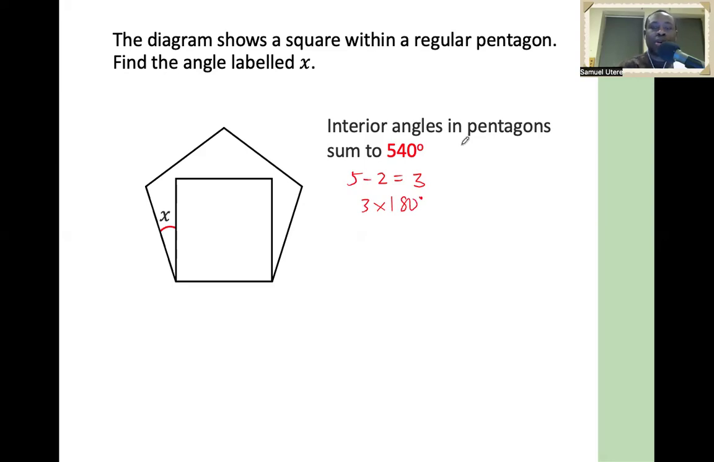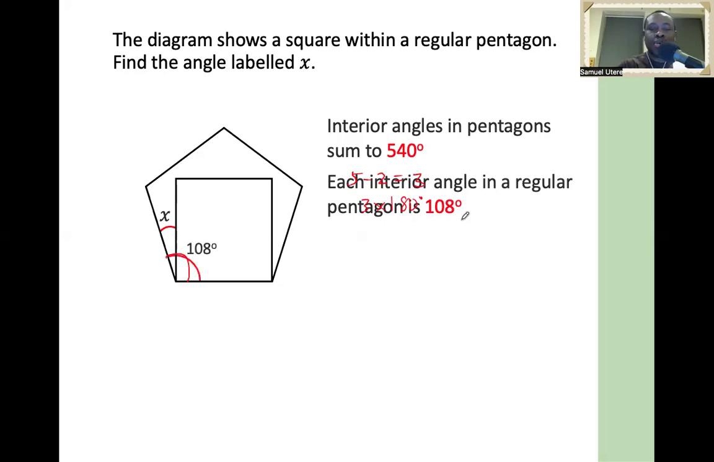Now that we know the sum of the interior angles in this pentagon, we need to find out what each of these angles is. To find that, we simply divide 540 by 5, which will give us 108 degrees. So each of these angles is 108 degrees.